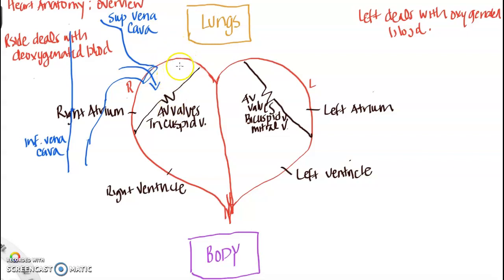Okay, there's also another structure here in the right atrium, and this is the spot where the coronary sinus dumps its deoxygenated blood. So this is the blood that's been actually used by the heart itself in its function, and that blood goes back into the right atrium as well. So all the deoxygenated blood ends up in the right atrium.